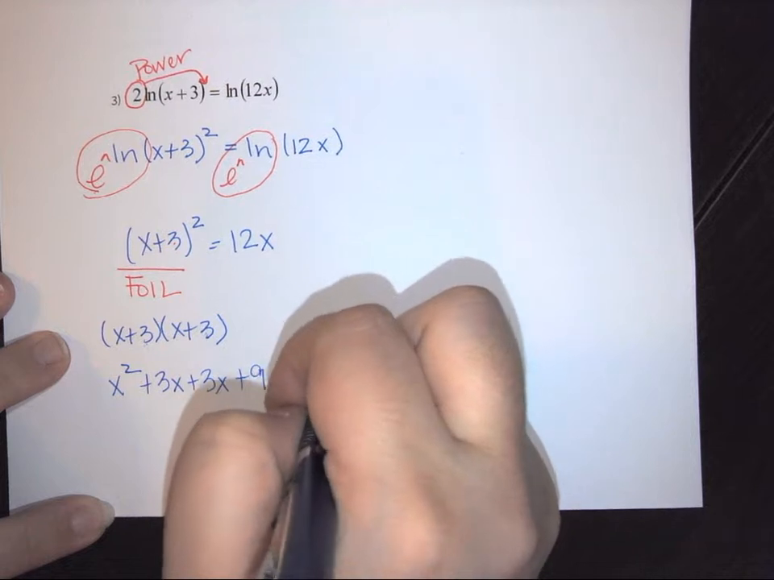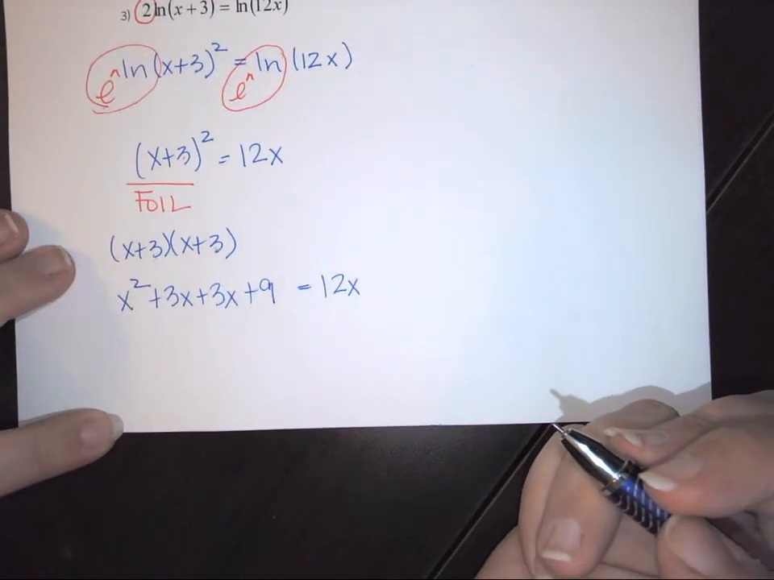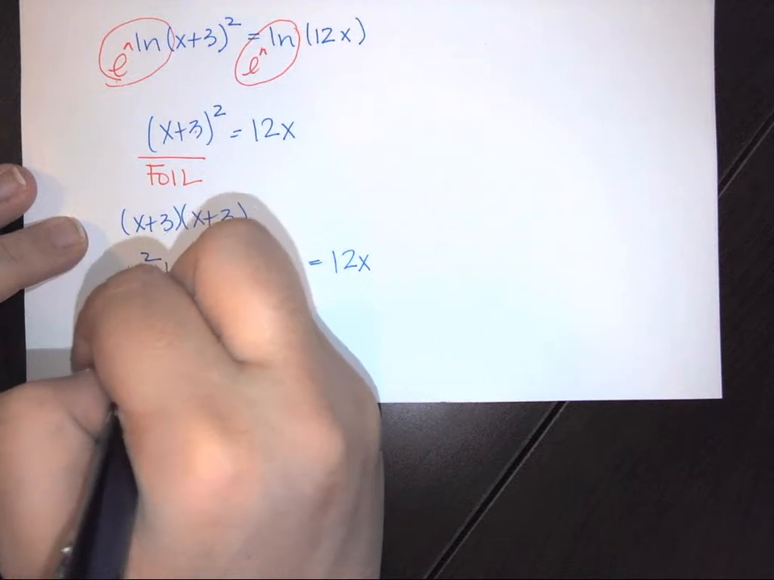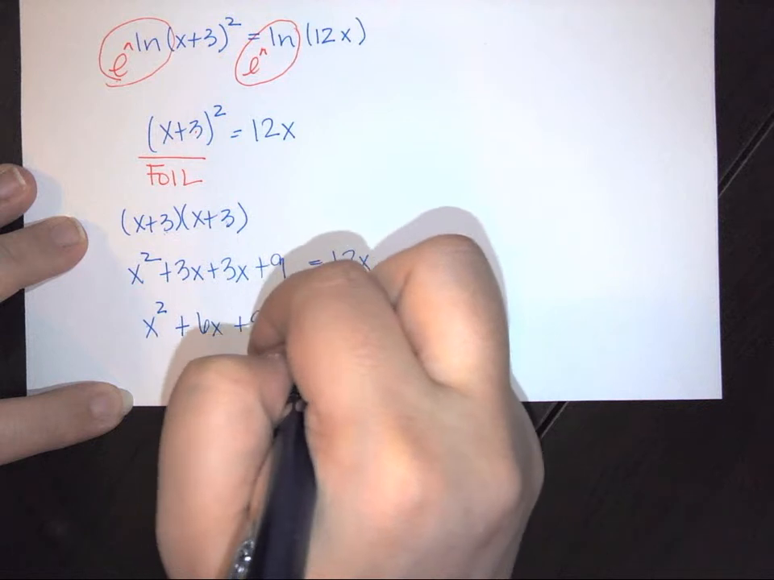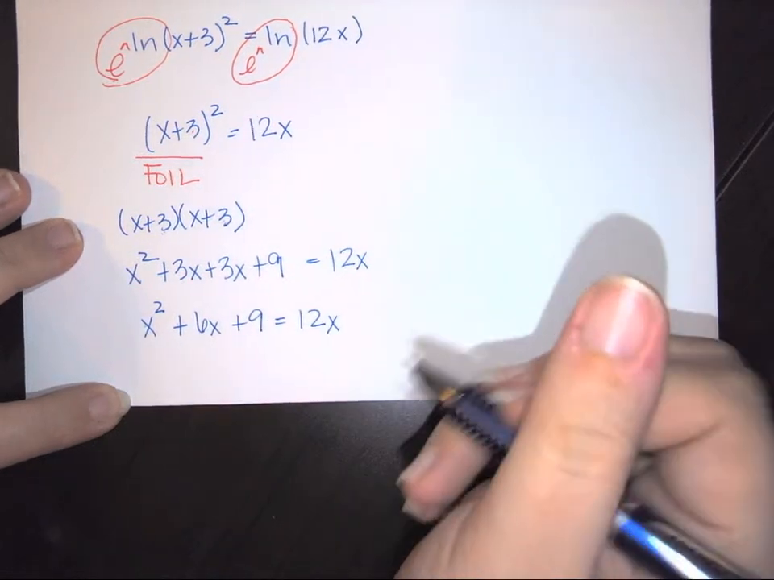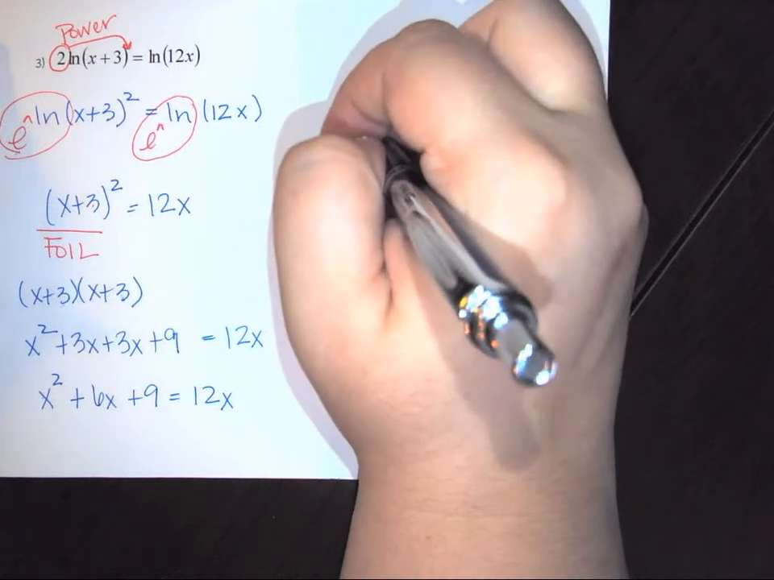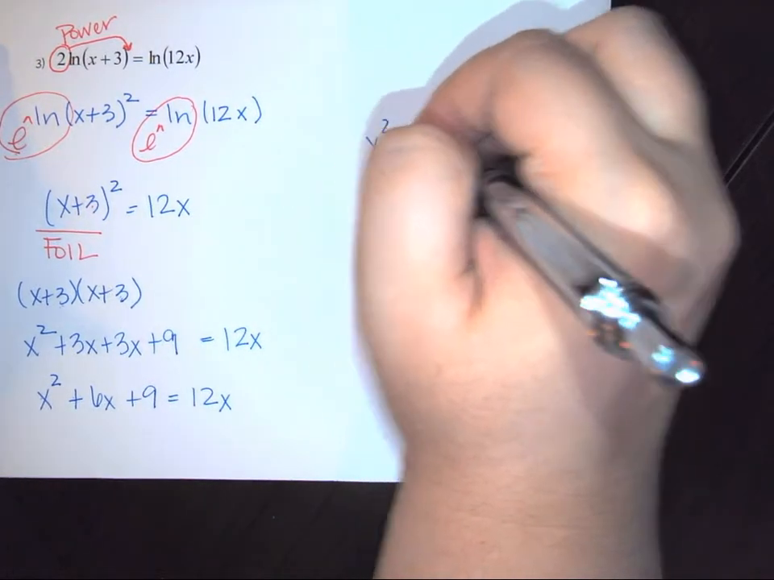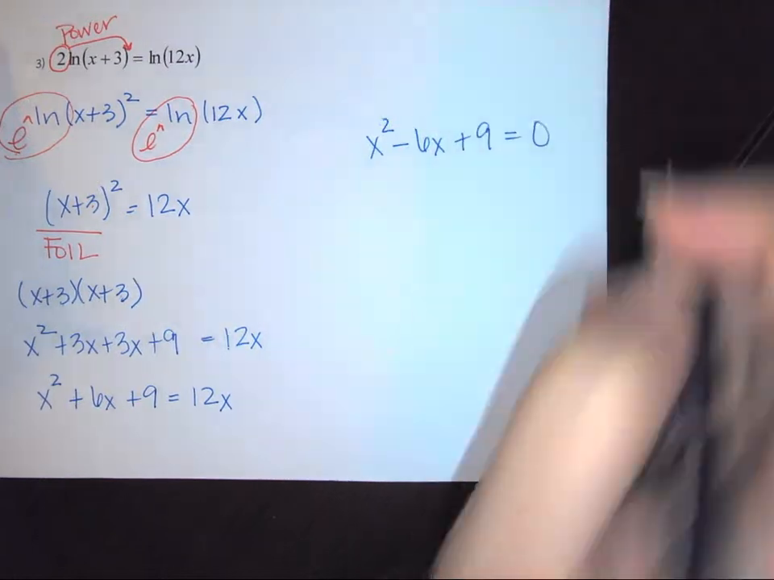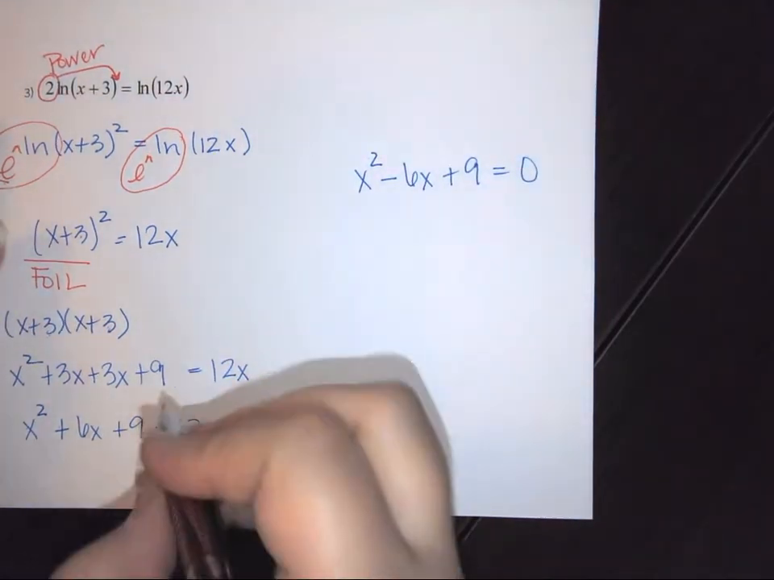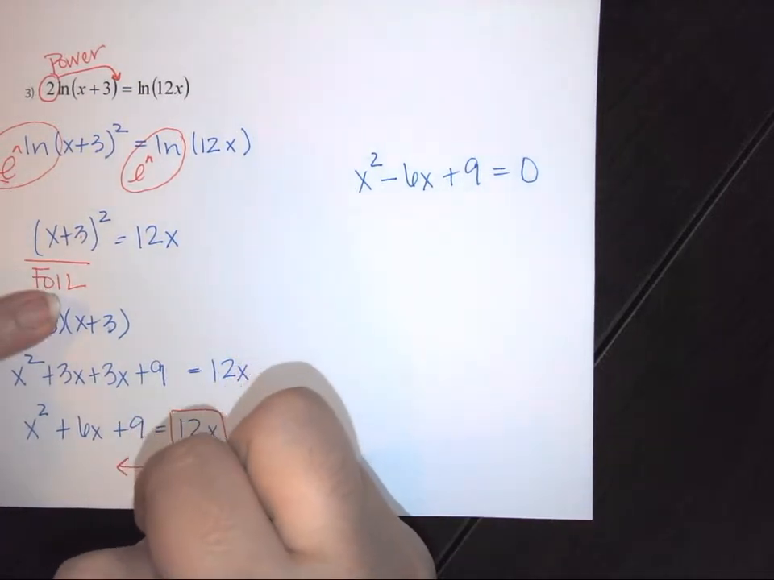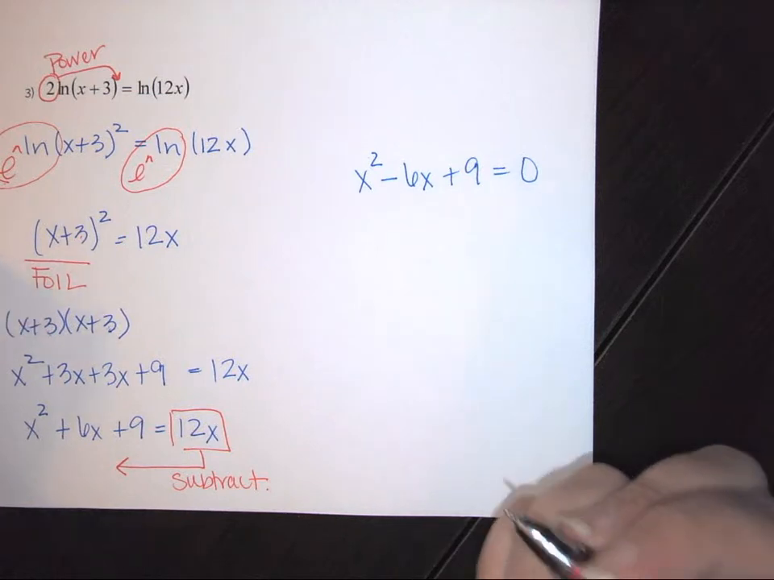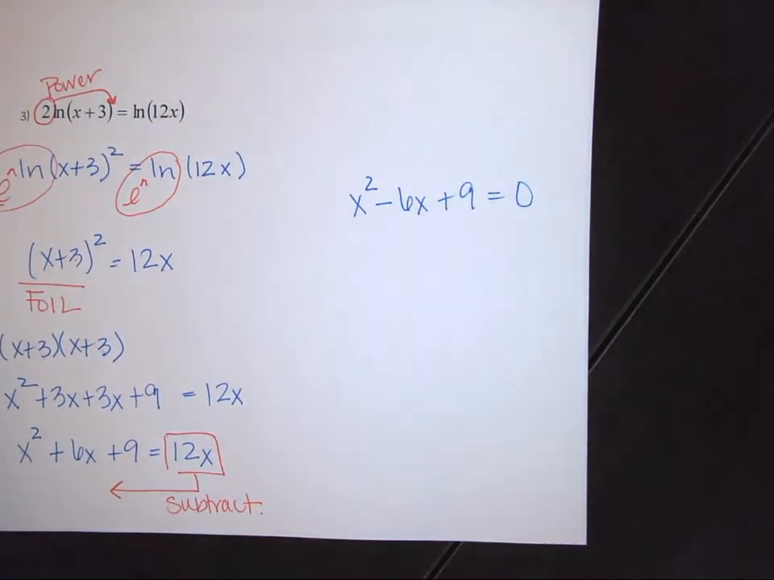So this whole thing equals my 12x. I need to keep combining my terms, so I have that x squared plus 6x plus 9 equals 12x. So here, what we actually have is that x squared minus 6x plus 9 equals 0. So how did we get that? We took this 12x here and we moved it this direction by subtracting, thus combining my terms.